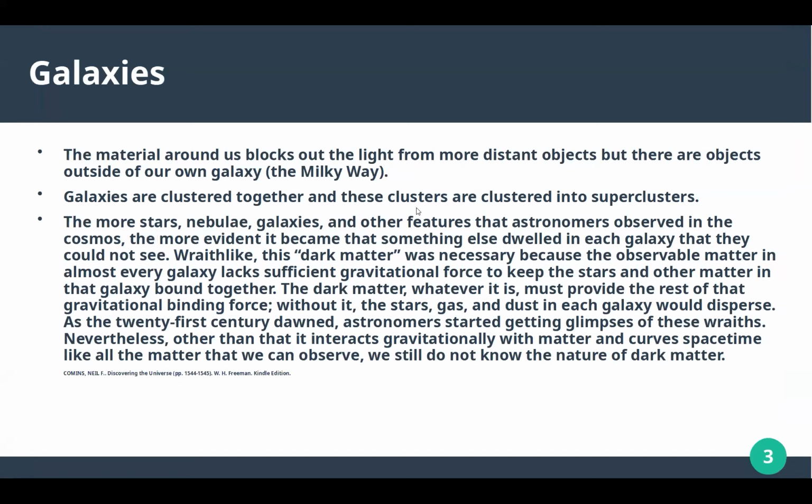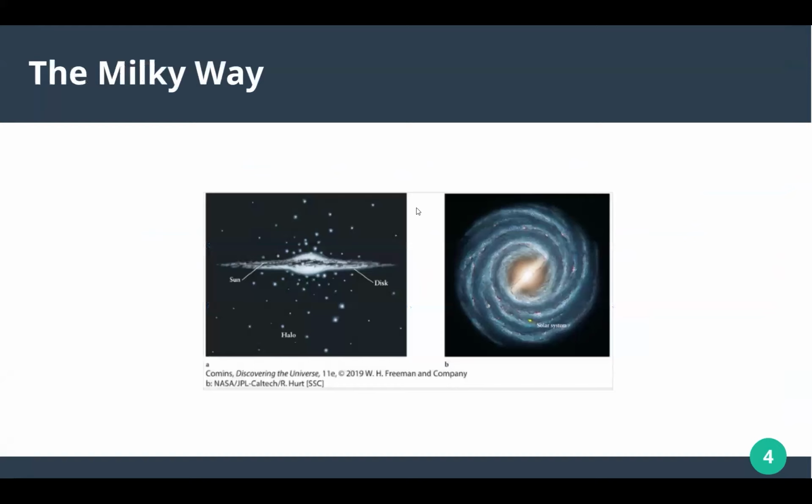As the 21st century dawned, astronomers started getting glimpses into these wraiths. However, other than that, it interacts gravitationally with matter and curved space-time like all the matter that we can observe. We still do not know the nature of dark matter. We live in the Milky Way galaxy, which looks like this: a spiraling disk around a central bulge that looks like a UFO from the side and a whirlpool from the top.